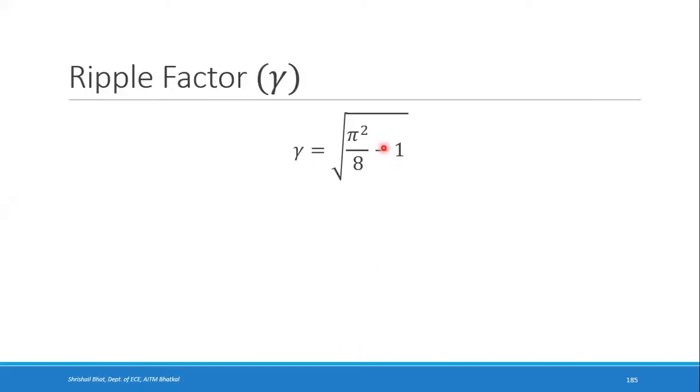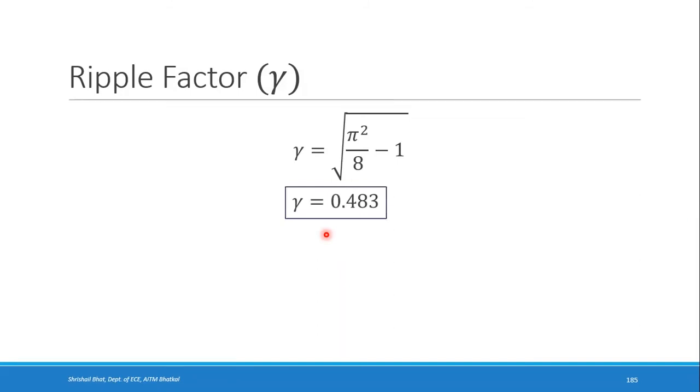So if I simplify this, what is the value you get? Can anyone calculate and tell what is the value you get? Square root of pi square by 8 minus 1. What is the value? 0.483. Yes, correct. So you will get 0.483. This is the ripple factor for a full wave rectifier.